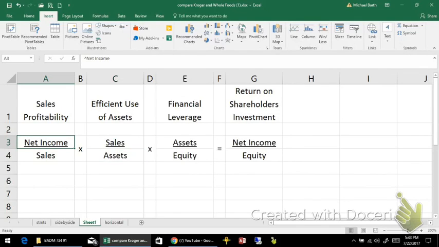This is measuring how well you generate income using your assets, and then financial leverage measures how much other people's money, liabilities, you're using to increase the return to the shareholders. The more dollars of assets you have for every dollar of equity means that you're using more financial leverage. And if you multiply these three together, sales drops out, and then assets drop out, and then you have just net income over equity. But it's nice to know where the net income per dollar of equity comes from if you're a shareholder.